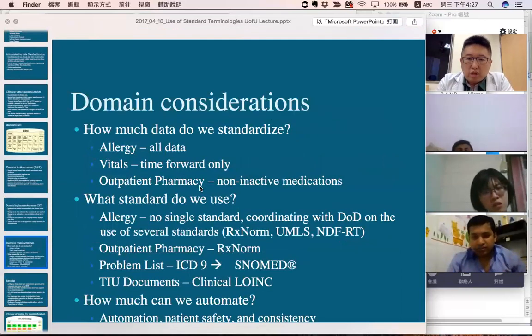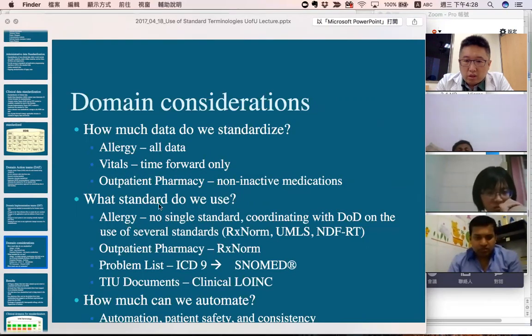So after, for example, the boss approves that we want to create a smart drug prescription system, here are some steps we need to care about. For example, we need all the allergy information, all the vital sign information, then the outpatient pharmacy, and we will need the standardization for all of these.